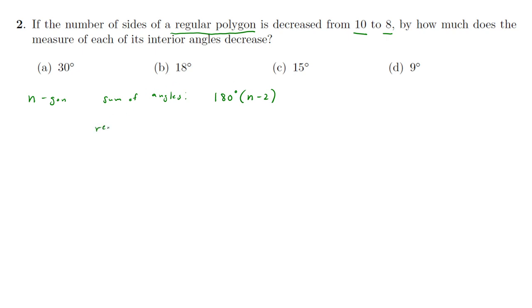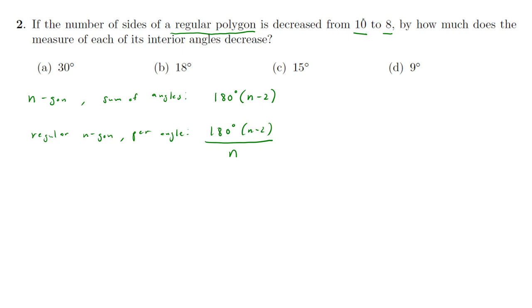Kapag regular polygon, each angle, a regular n-gon, kung n-gon, the sum of the angles is this. Pag regular n-gon, each angle, ang measure ay, of course, the sum is 180 degrees times n minus 2. Paghahatian yan ng n angles.